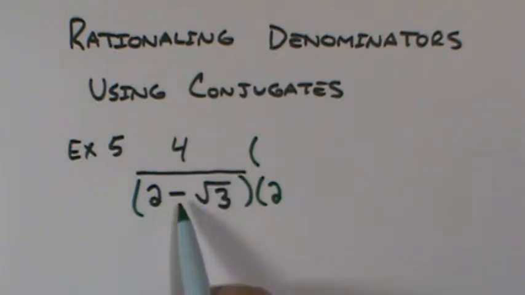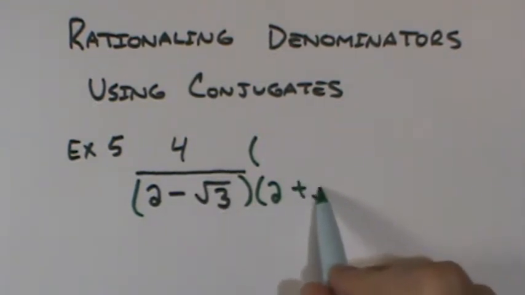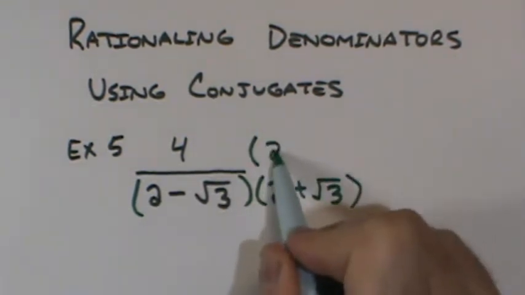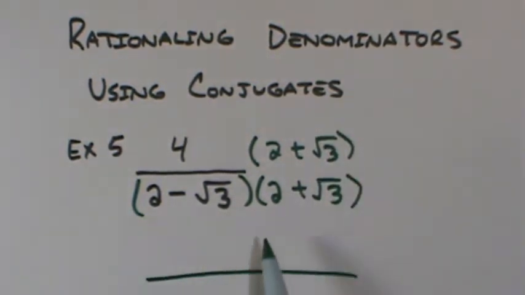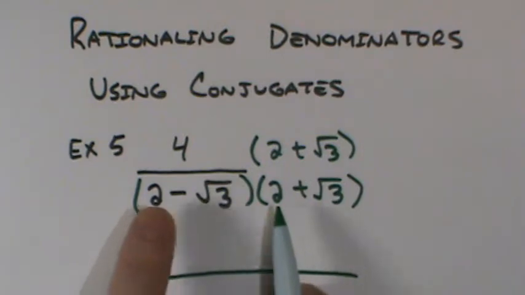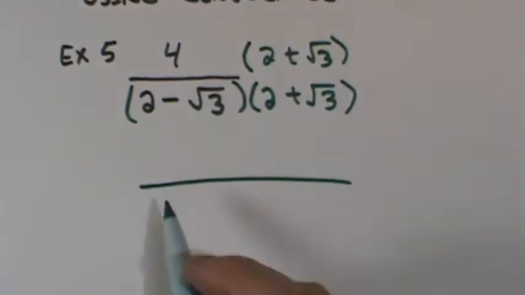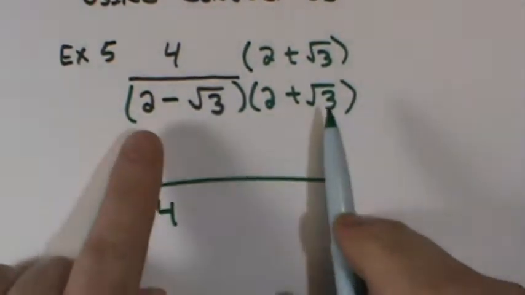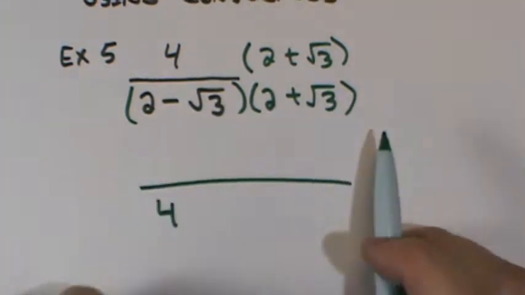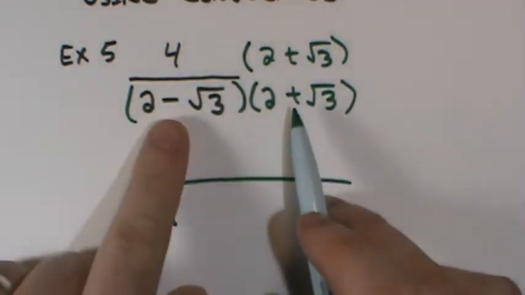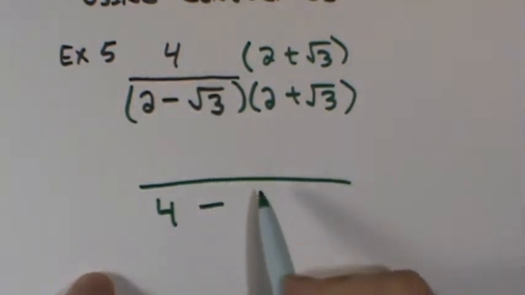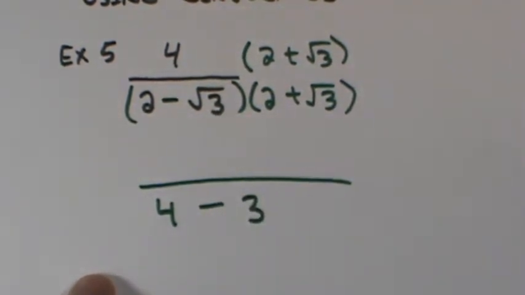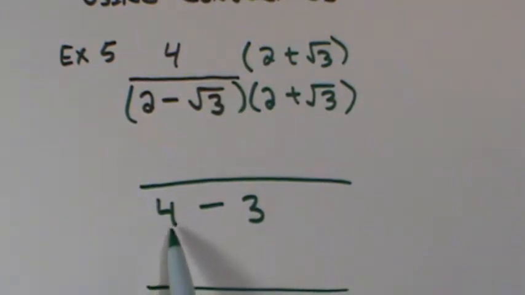I just change the middle sign. So I say plus radical 3. 2 plus radical 3. I start with that denominator. First with first, 2 times 2 is 4. Outer, outer, inner, inner always cancels out. Positive times a negative, guaranteed will be a minus. And rad 3 times rad 3 is just a regular 3. Now 4 minus 3 is 1.